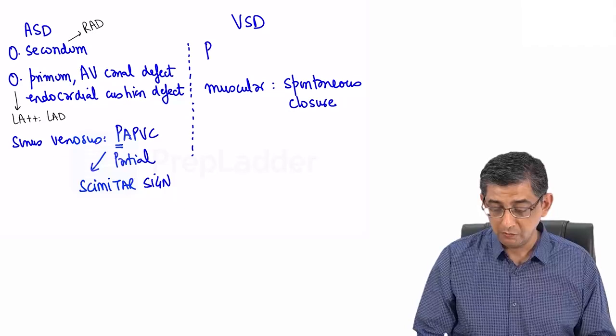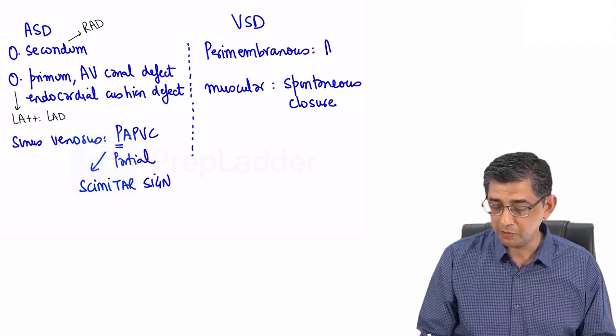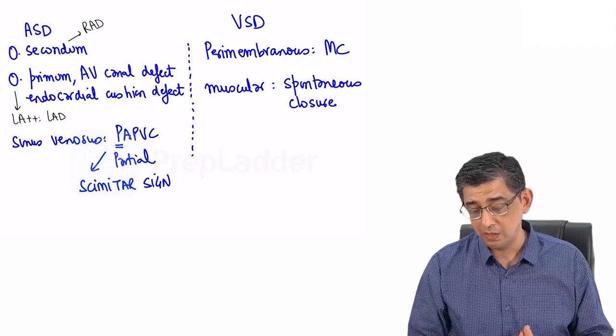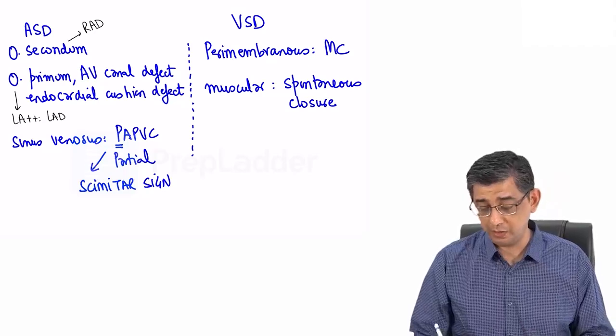In contrast, the most common variety of ventricular septal defect we are going to call the perimembranous variety. So do remember this aspect. The commonest one is perimembranous, but it is muscular that can exhibit a spontaneous closure.